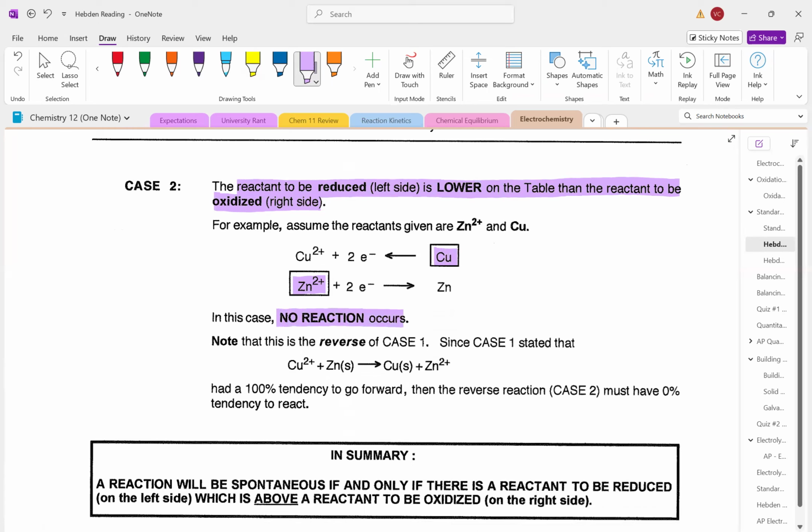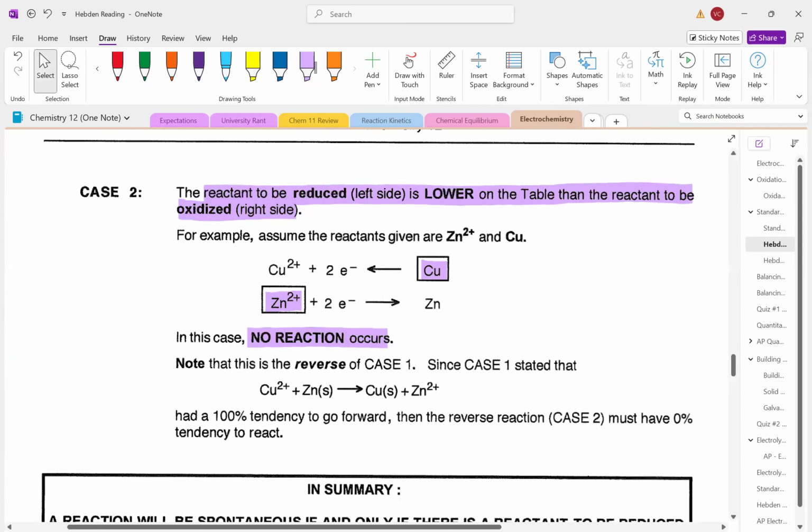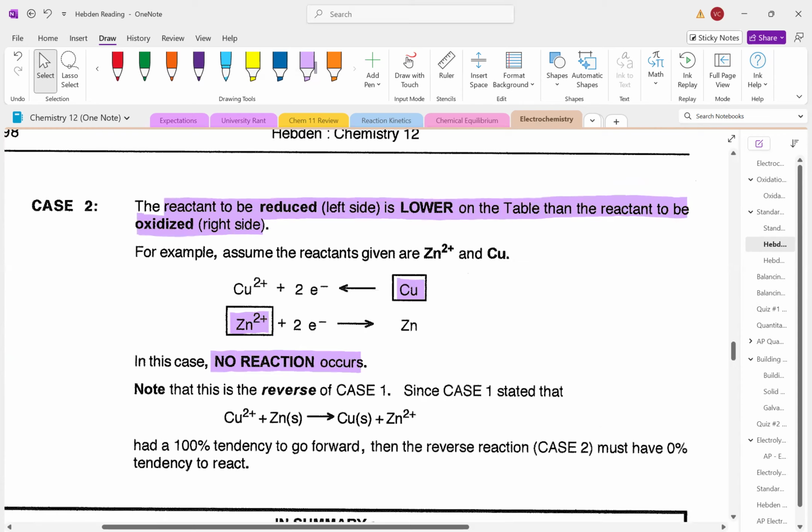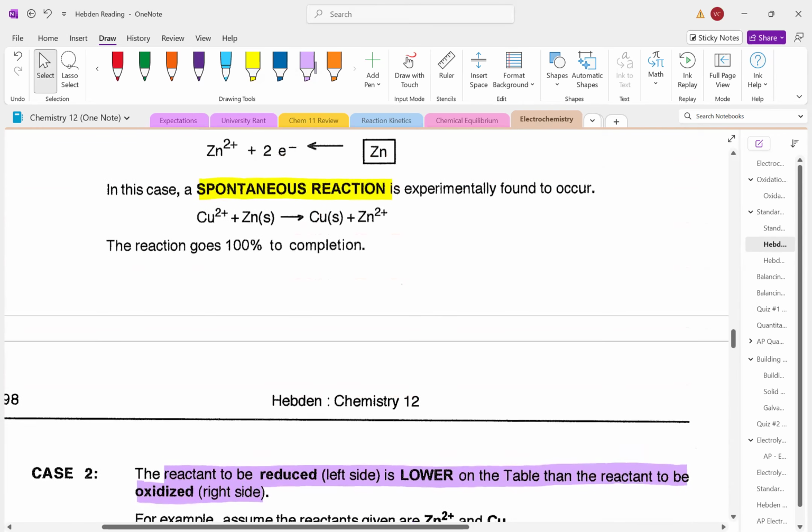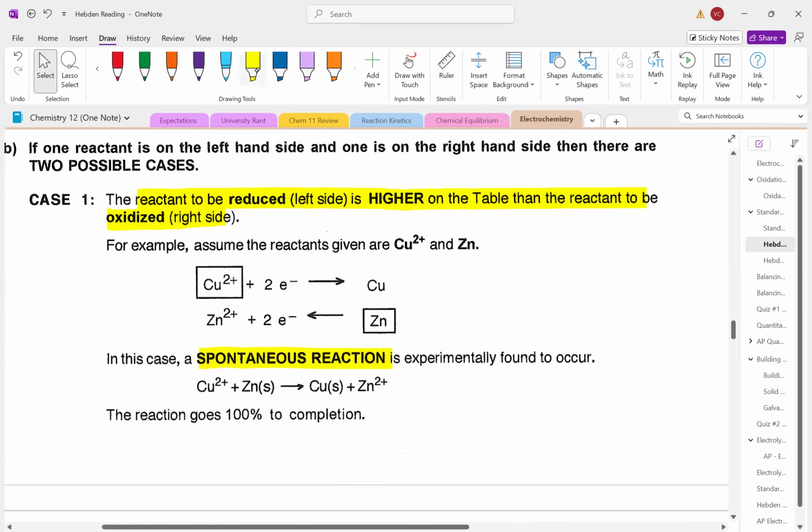So again, whether a reaction occurs will all depend upon where the chemicals are. Are they undergoing oxidation? Are they undergoing reduction? And which is higher up? Is oxidation higher up or is reduction higher up? Depending on that, sometimes you'll get no reaction, like in this case number 2, or sometimes you might get a spontaneous reaction. Again, reduction is higher than oxidation.